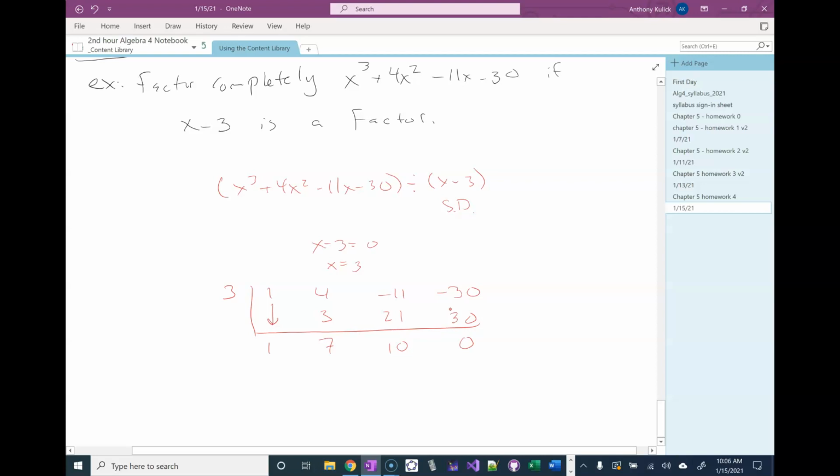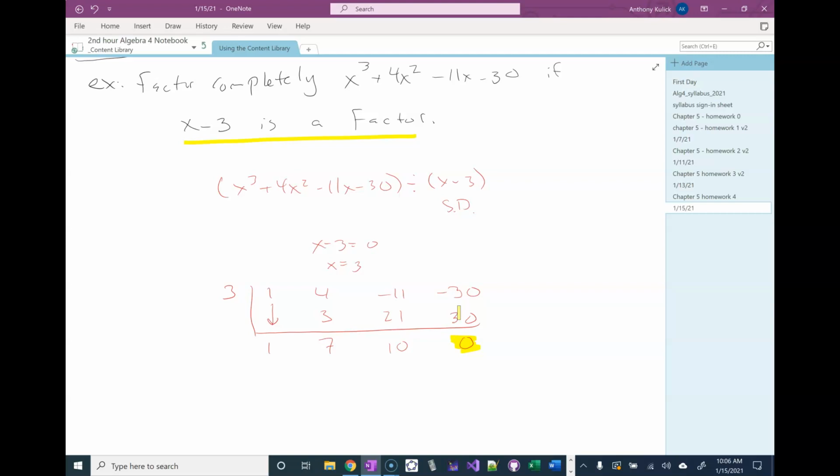Now, in this problem, we're told that x minus 3 is a factor. So we know that we have to be getting a remainder 0 here. That must happen. If we don't get remainder 0 there, you've made some kind of mistake. Likely you've just made an arithmetic error in your synthetic division.